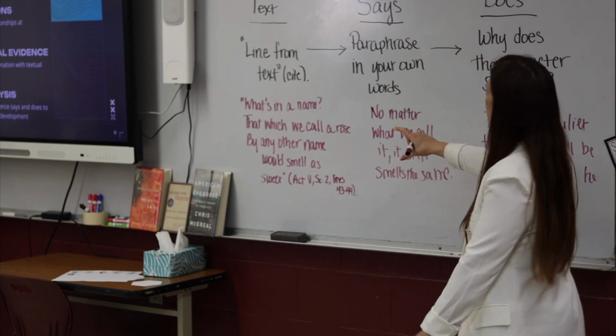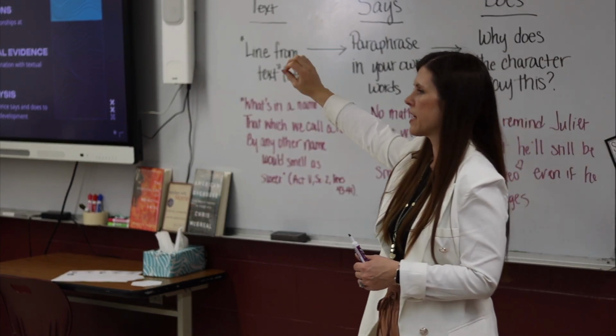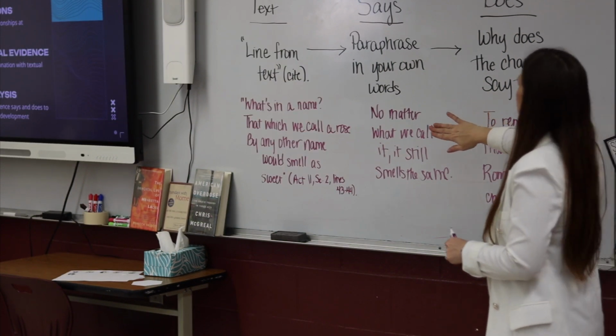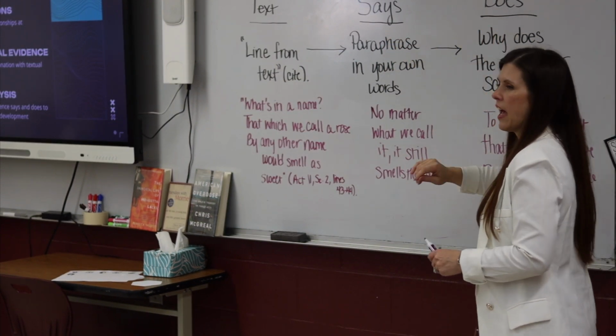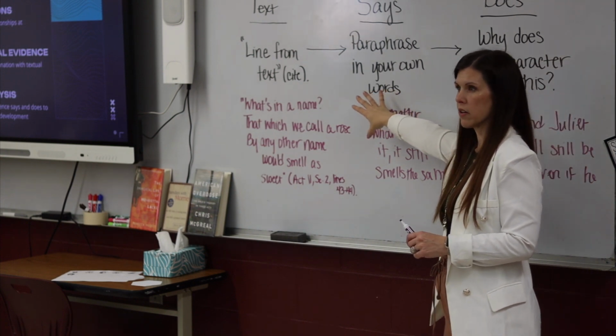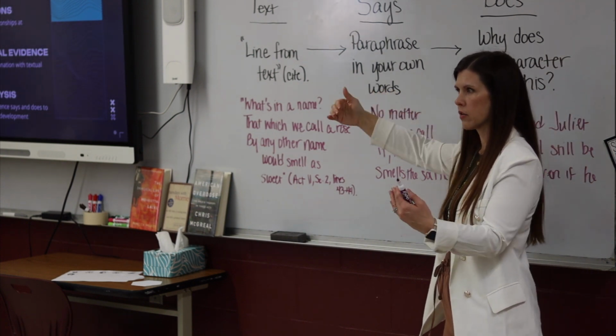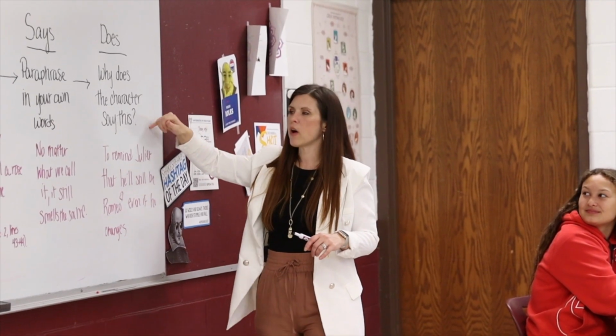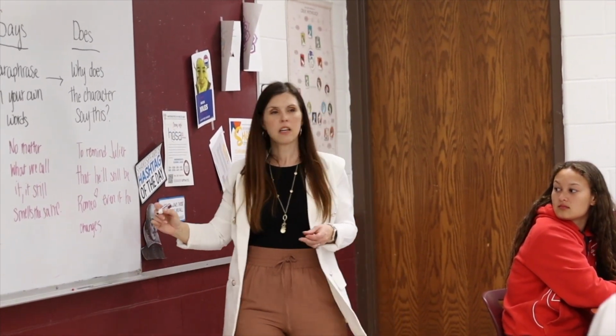Okay, so you're just going to write the textual evidence off to the side of the relationship. If you need to draw a line to it, that's great. Then I want you to write says does, and then explain what it says in your own words. Okay, put it into modern language for us. Texting language can be appropriate for that. And why does the character say this? Okay, you guys good on that?